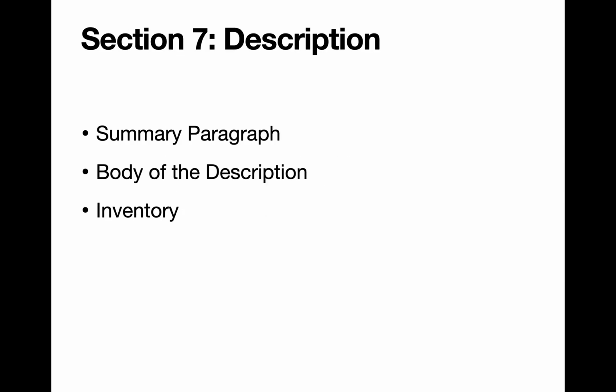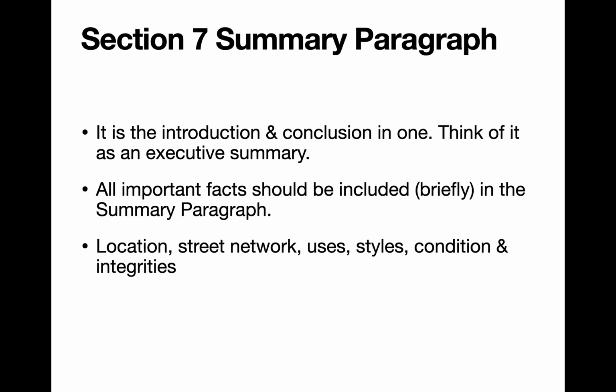So let's start with section 7. Section 7 is the description of the neighborhood. What is in the neighborhood? It's very straightforward. Your section 7 is going to consist of 3 parts: a summary paragraph, which is exactly what it sounds like, the body of the description, and then the inventory. So let's talk about them one by one.